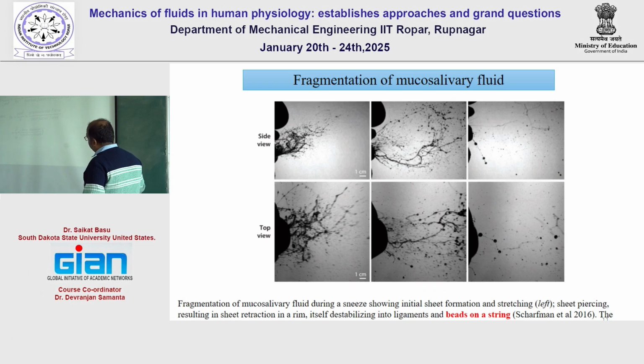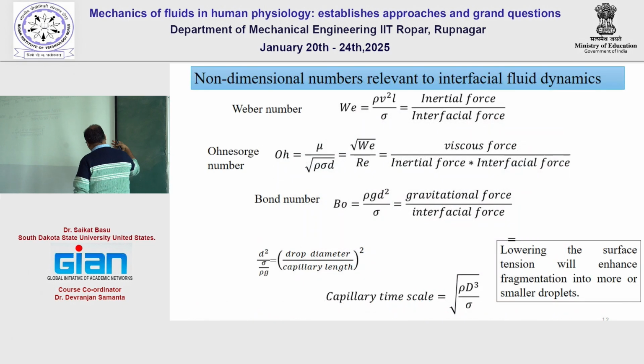Here, obviously, the breakage of these liquid filaments is governed by interfacial mechanics, and many of us know that when we involve surface tension, there is the Weber number, which is rho v squared d by sigma, that takes care of the competition between the inertial force and the interfacial force. Similarly, in any interfacial flow, instead of the Reynolds number, we take into account the Weber number to account for the competition between inertial and interfacial force.